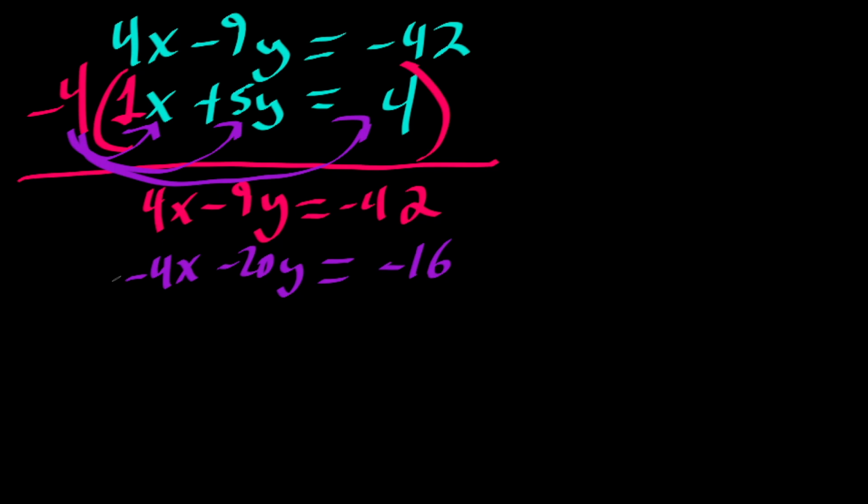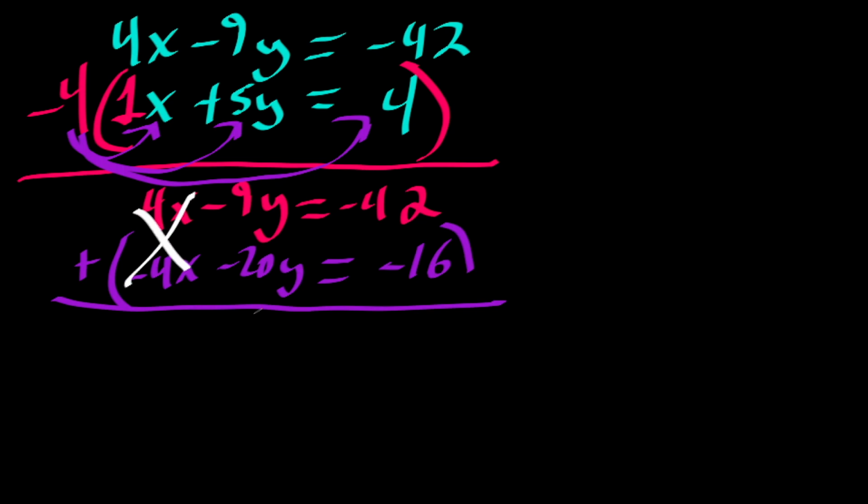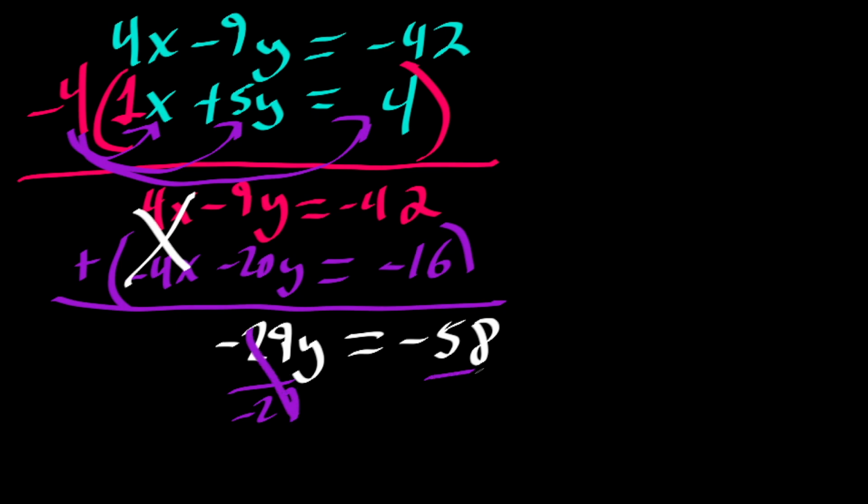All right, now I can just act like I'm adding, and basically all the signs are just going to tell me exactly what to do. 4x minus 4x is going to cancel. -9y minus 20y is going to be -29y equal to, and this would give me -58. So then I can divide by -29, and I'm going to know what y is. Y is equal to +2.